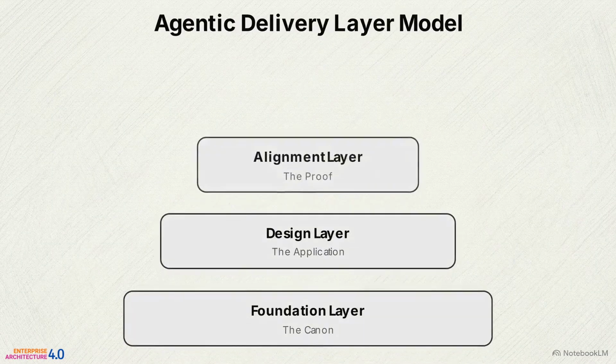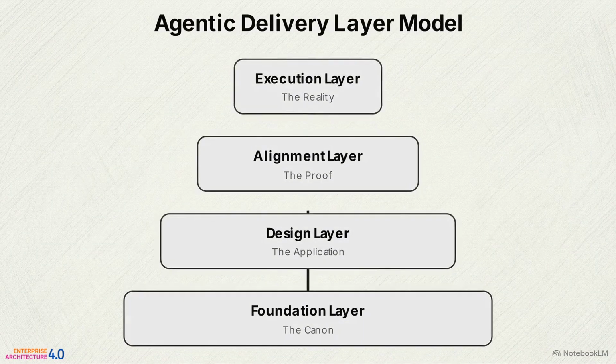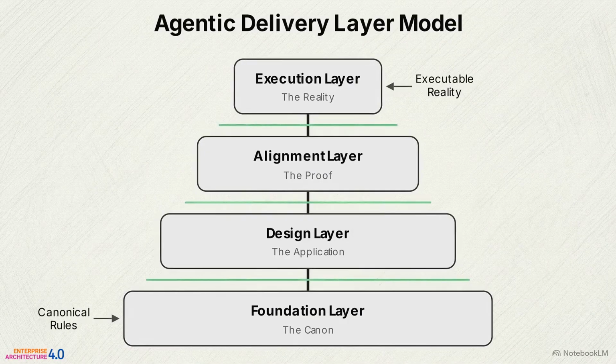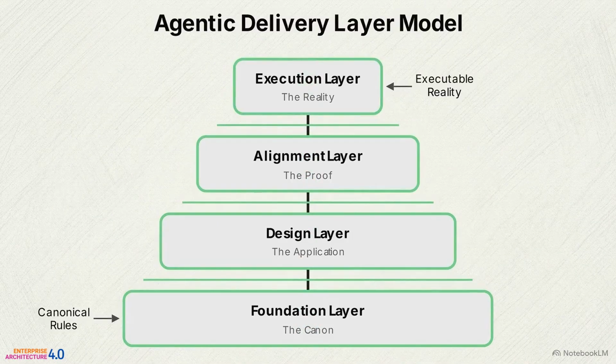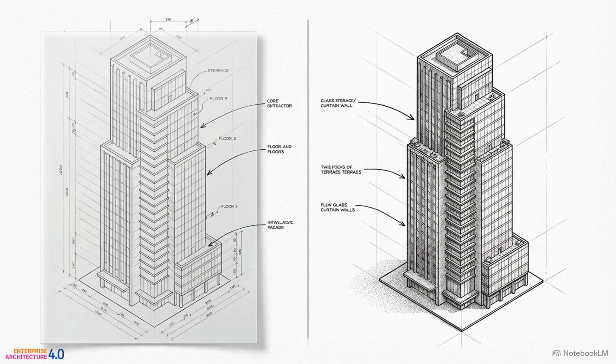The Agentic Delivery Layer Model establishes a framework for governed system translation. It moves the system from canonical rules to executable reality using a predictable process. Each layer acts as a boundary. Decisions made in a lower layer constrain the possibilities above it. Enforcing these 4 distinct boundaries prevents downstream teams from reinventing architecture, ensuring the final output matches the original intent.